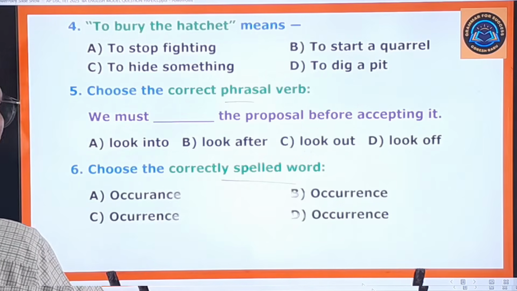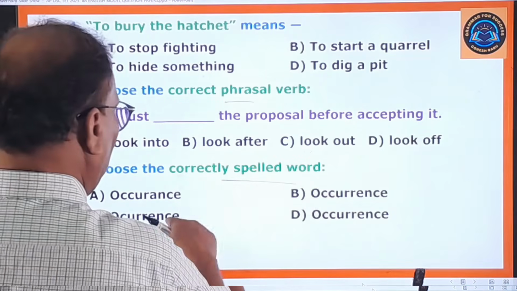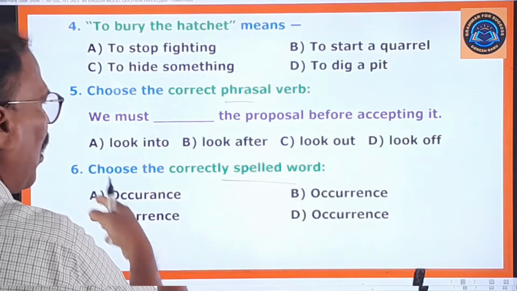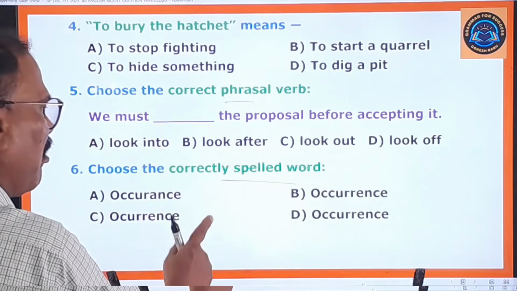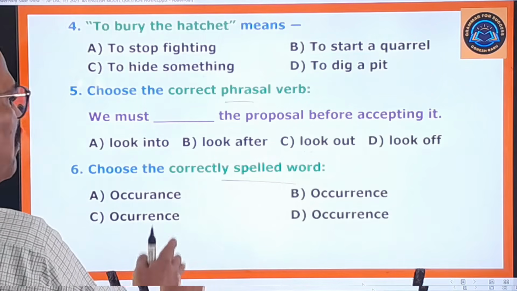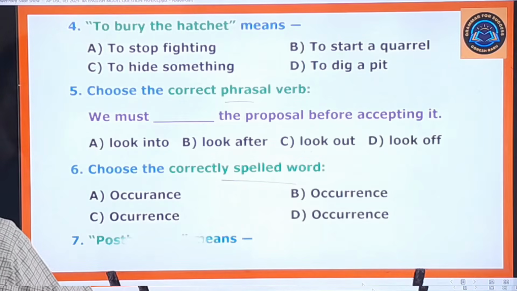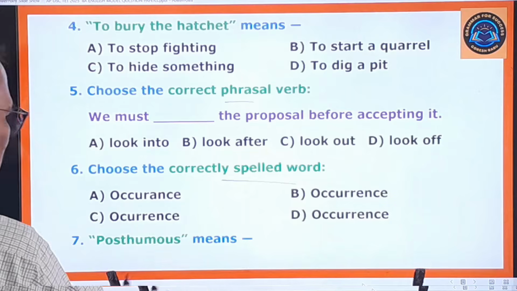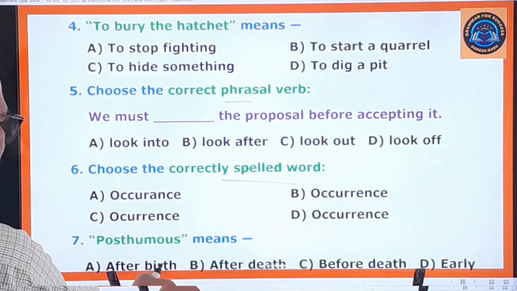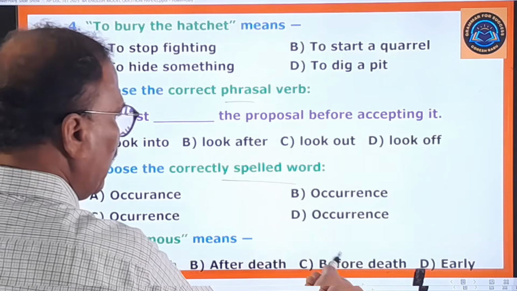Okay, and what are the options? Occurrence, occurrence, occurrence, occurrence. All these 4 are related only to one word, that is occurrence. So what is the spelling of the word occurrence? The correct spelling you have to choose. Seventh question. Posthumous. Posthumous means what? Posthumous means after birth, after death, before death, early.